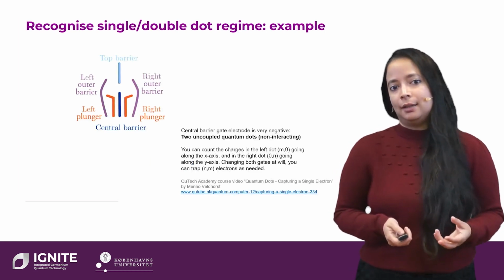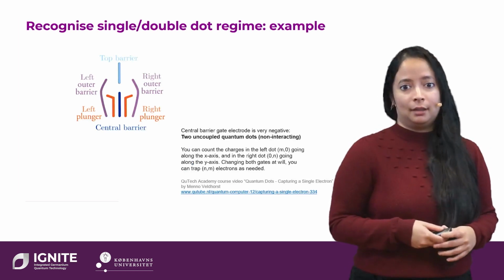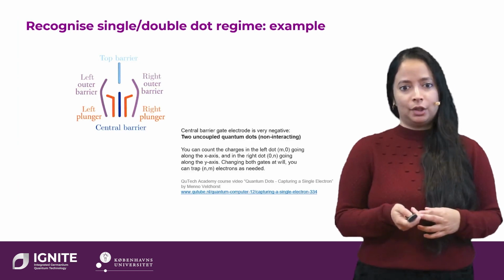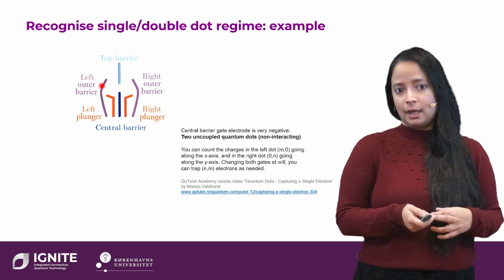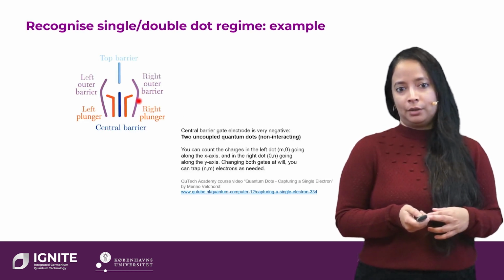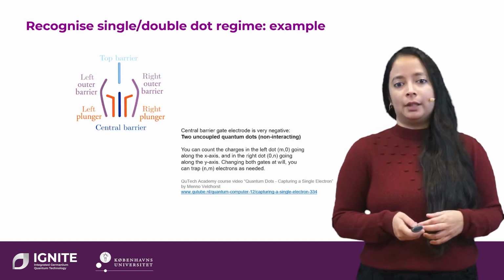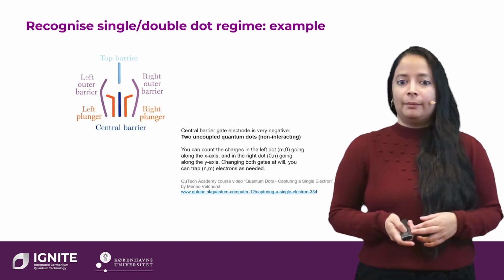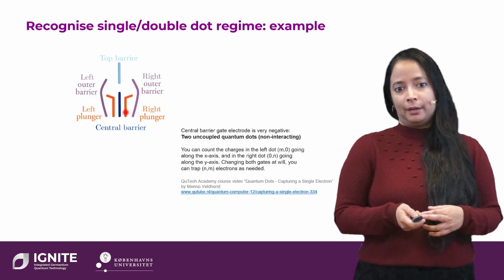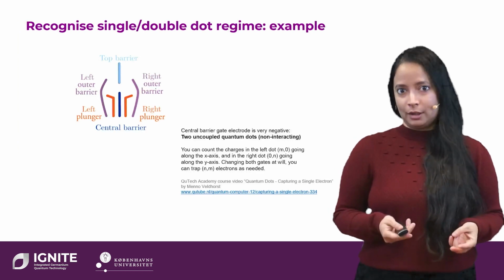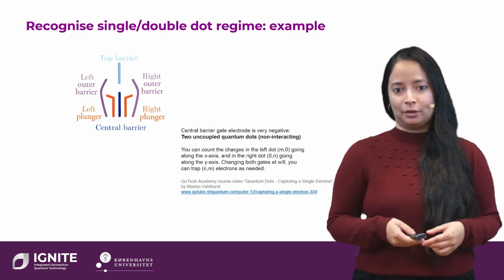A little more detail on how you would recognize a single and double dot regime. Let's say you have a device which in design looks like this. Importantly, you have a left plunger and a right plunger which control the number of electrons in your left quantum dot and your right quantum dot. If you have set your center barrier, the blue gate here, very negative, then you can assume that you have two uncoupled quantum dots which are not interacting with each other.